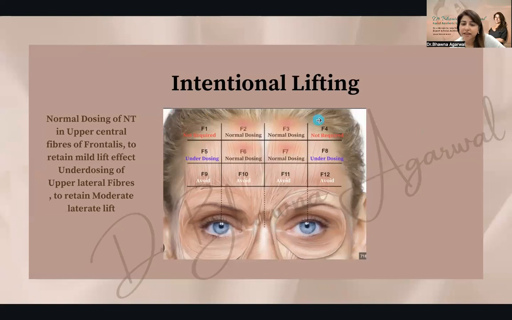The quadrants F1 and F4 are not required because these are too high, and the lower quadrants F9, 10, 11, and 12 are not injected to avoid any kind of brow drooping.